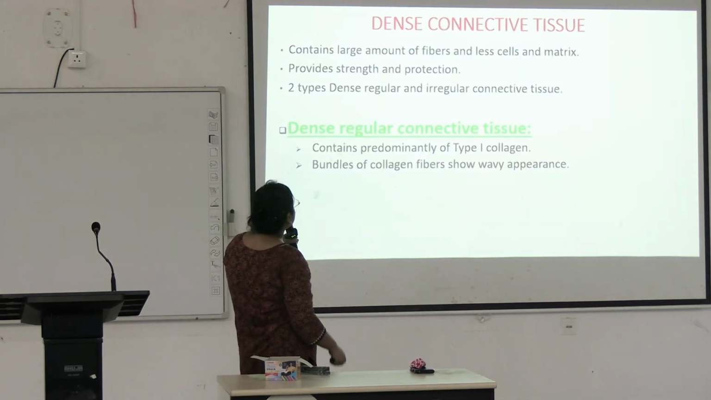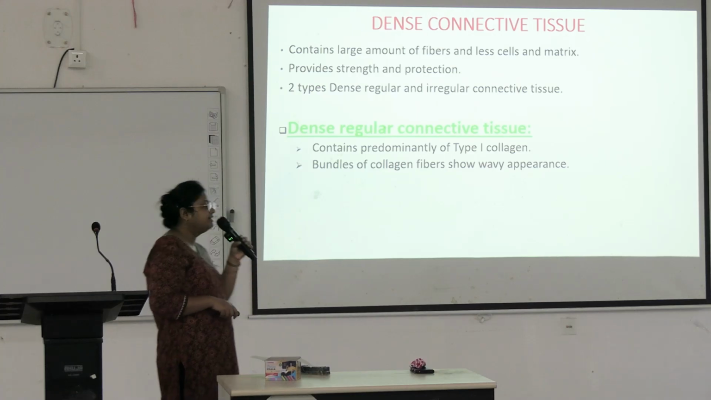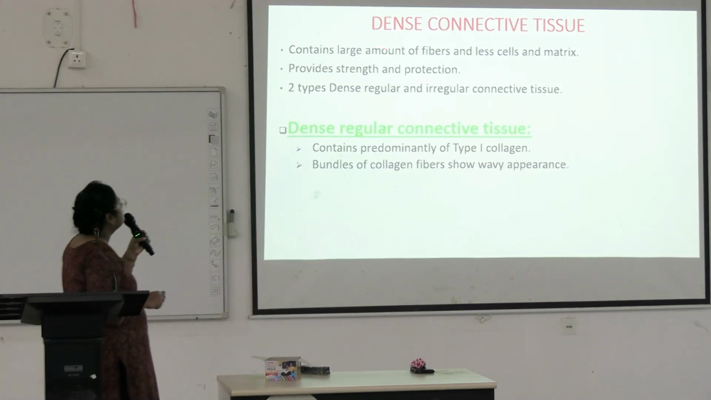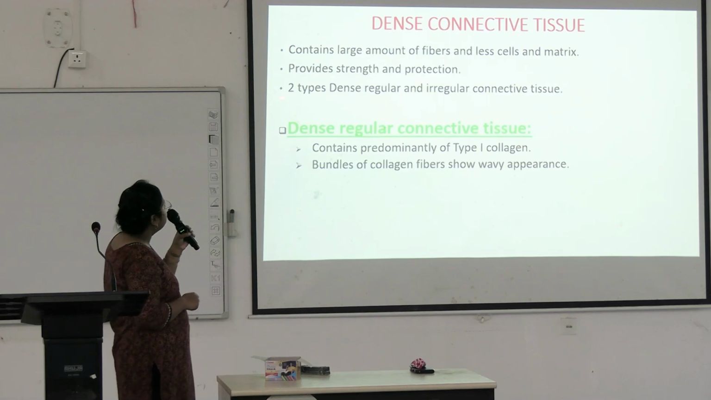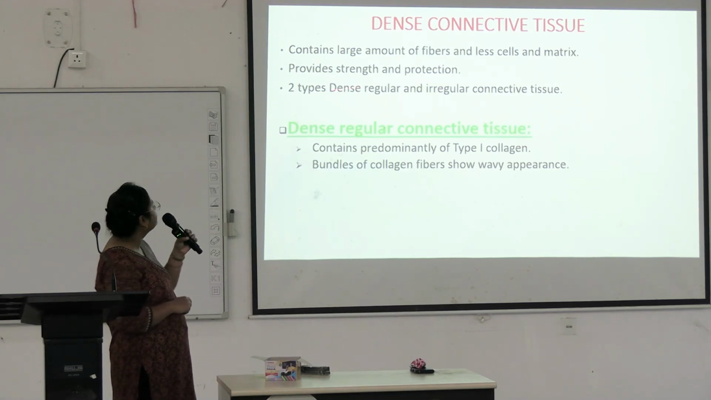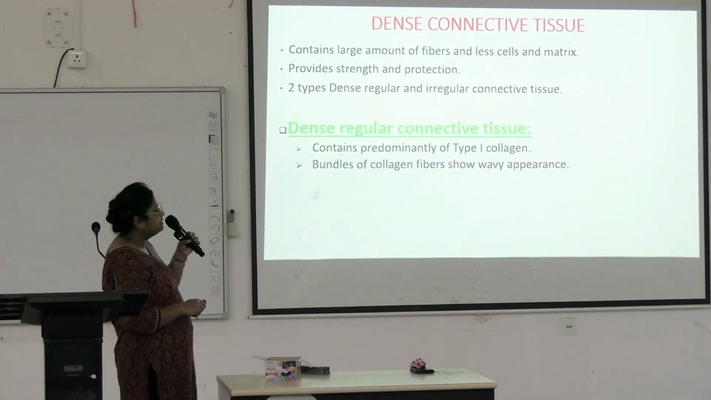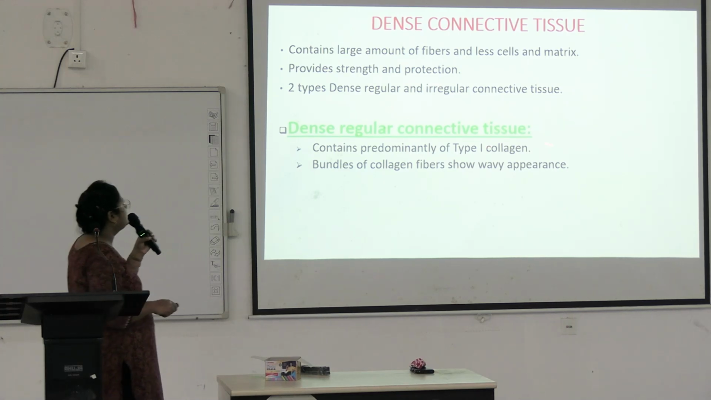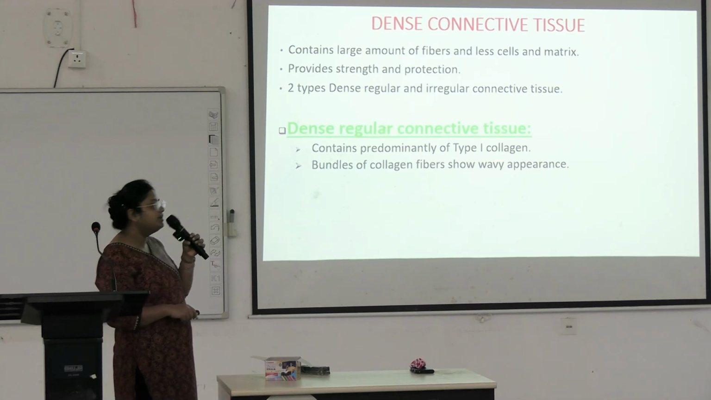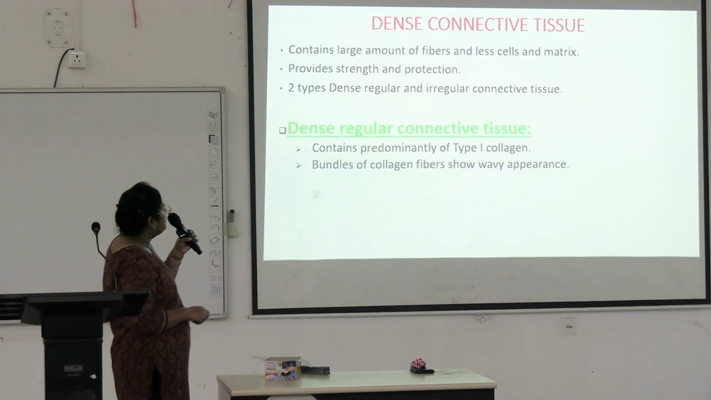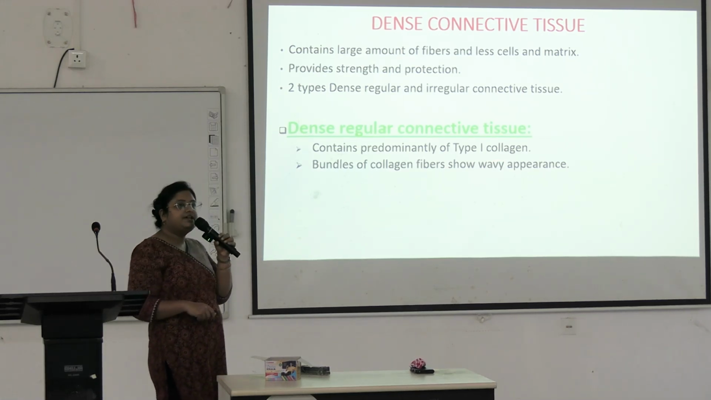Next, we are going to dense connective tissue. They contain large amount of fibers, fewer cells and matrix, and they provide strength and protection. Two types of dense connective tissue are there, regular and irregular. Dense regular connective tissue contains predominantly type 1 collagen, and bundles of collagen fibers show wavy appearance.